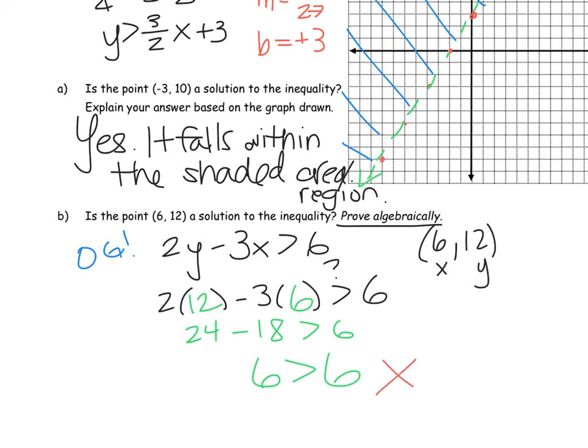So that means 6 comma 12 is not a solution. And it's simply because when you substitute in 6 for x and 12 for y, this is not a true statement.